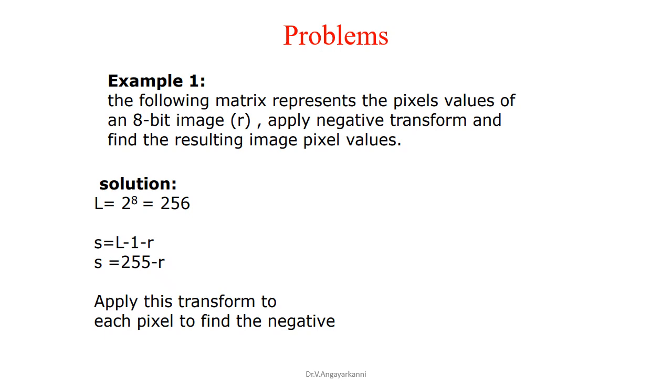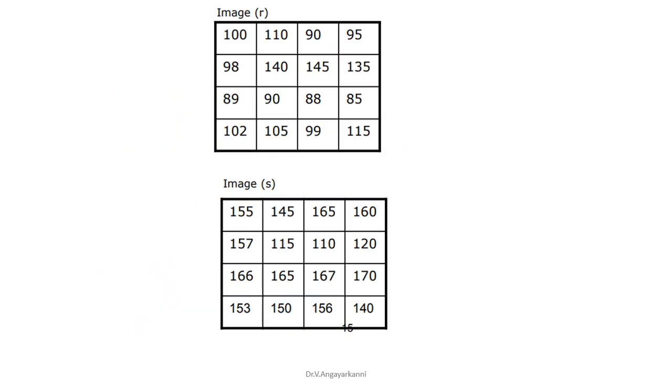There is one more problem we can see. Based on the pixel values of an 8-bit image R given, apply the negative transform to it. So how do we find it? We apply the image negative formula, S equals L minus 1 minus R, where L is the number of pixel values, that is 2 to the power 8, 256, so 255 minus R. Apply this transform to each pixel and find the negative. Here 255 minus 100 is 155, 255 minus 110 is 145. Similarly, we calculate for all the 4 by 4 image pixel values.